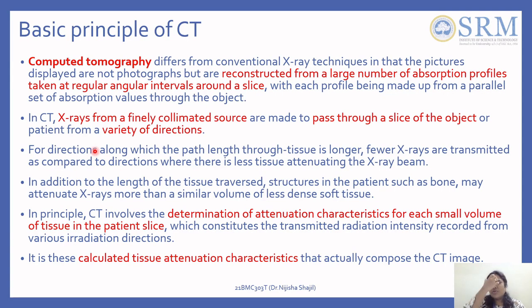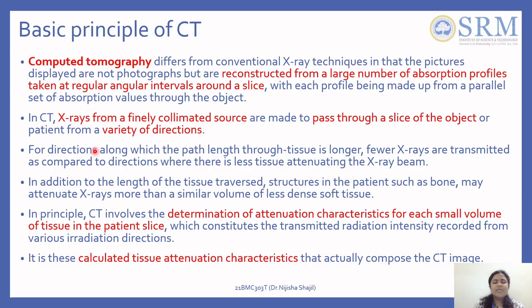To understand how it goes, let us see the basic principles of CT. Computed tomography, like we saw, differs from conventional X-ray in that we reconstruct the image from a large number of absorption profiles taken at regular angular intervals around the slice. So you take the absorption profile at different angles throughout the slice, then you find out the image.